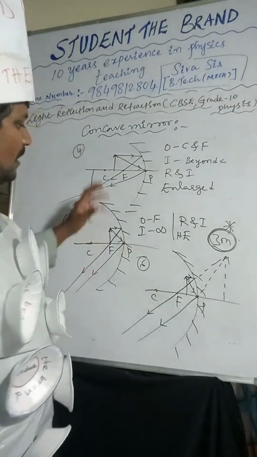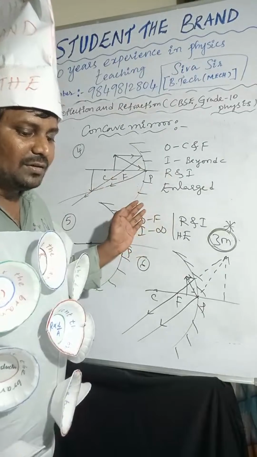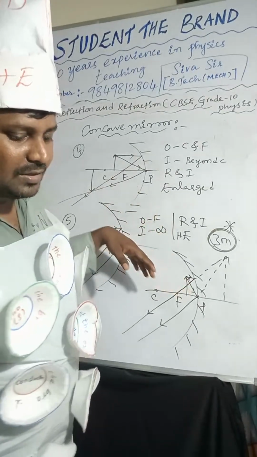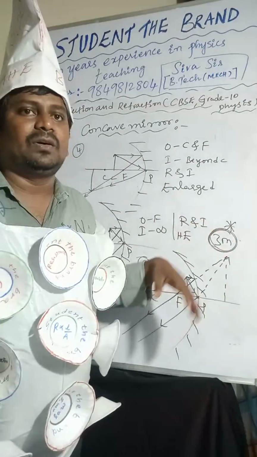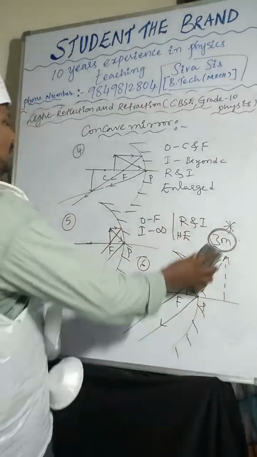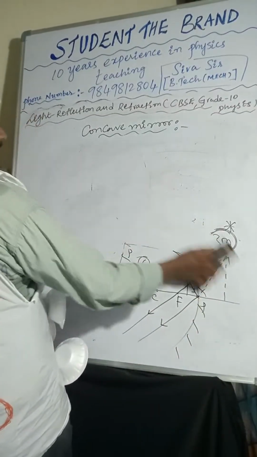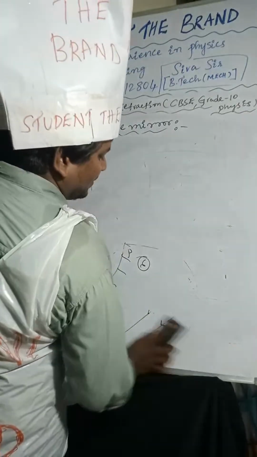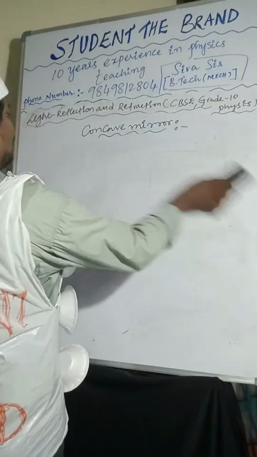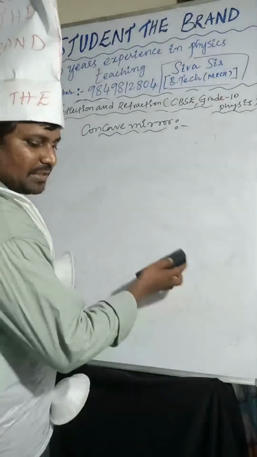So until here it was related to concave mirror. Next one we are going to the convex mirror. Convex mirror, only 2 image formations are there.